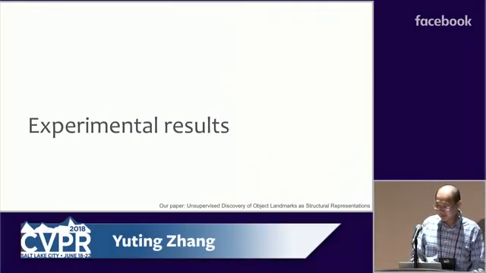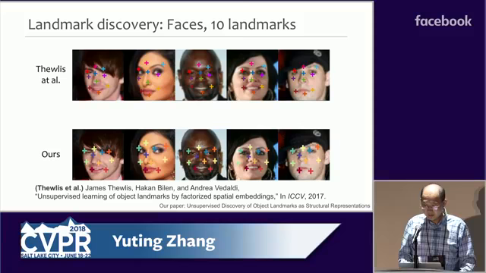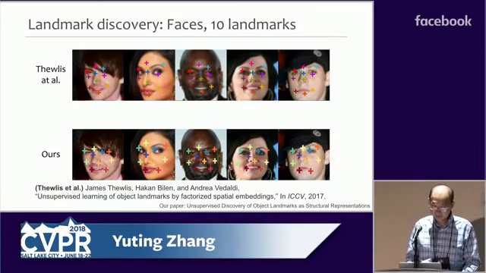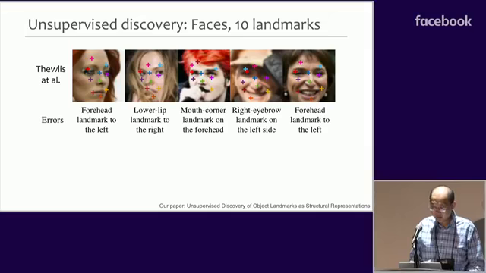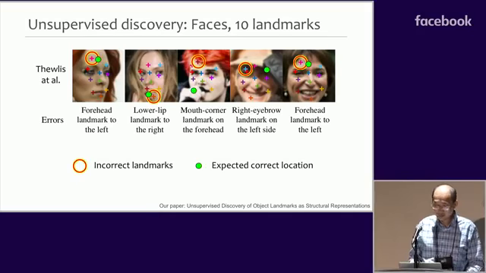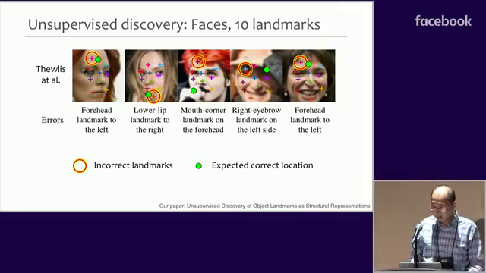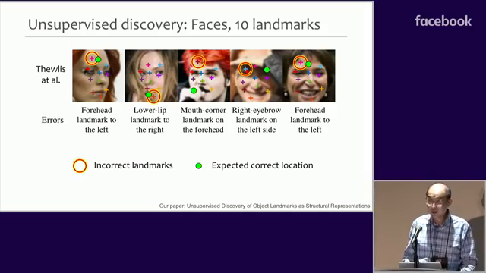Now let's take a look at the key experimental result. For unsupervised landmark discovery, Thewlis et al.'s work is the only one that we can compare with. Both methods can discover reasonable landmarks on facial images. However, their method can sometimes make significant mistakes. We highlight the incorrect landmarks with red circles and indicate the correct locations with green dots. These mistakes are mostly due to large pose variation and occlusions.